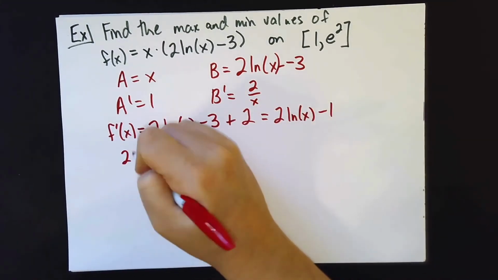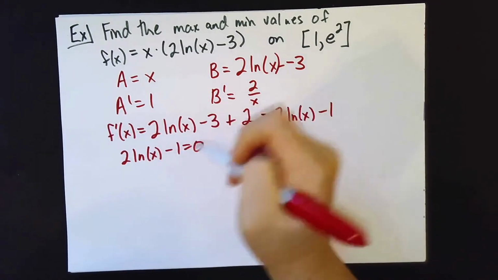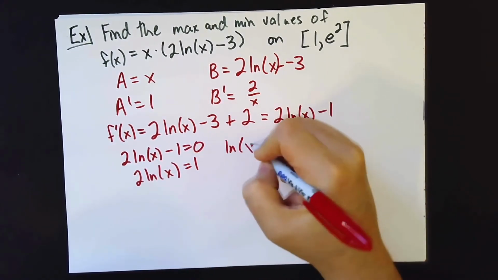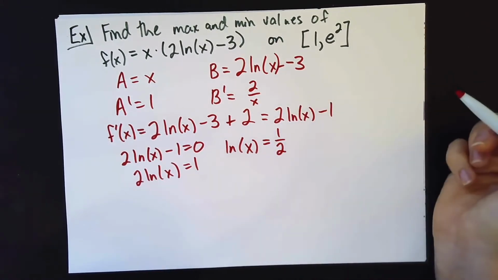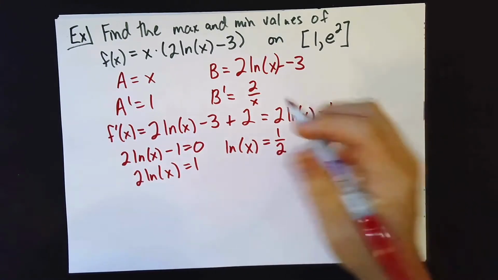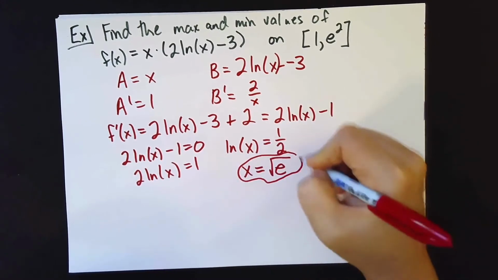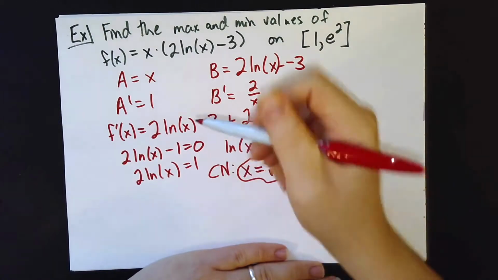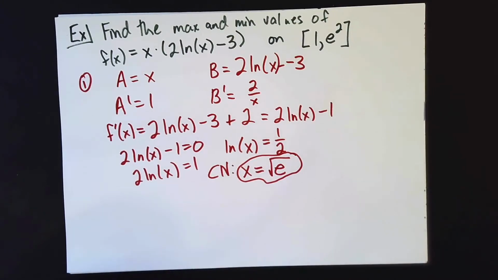Now I want to know when that's equal to 0. So I want to find my critical numbers. That's going to give me twice the natural log of x is 1, so the natural log of x is 1/2. And which number has natural log 1/2? Well, that number is the square root of e. Remember, e to the 1/2 power is the same as the square root of e. So this is my critical number. That was my first step. I got my critical number, and the square root of e is in this interval between 1 and e squared.